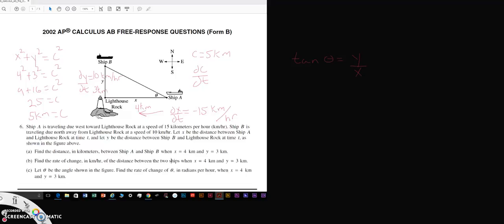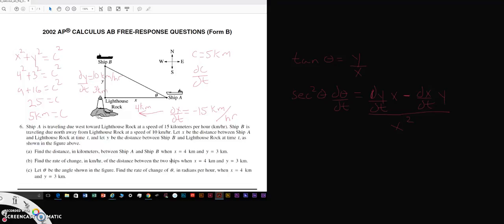Now, when we start solving this, we're going to have to differentiate. The derivative of tangent is secant squared theta times the derivative of theta, which is d theta/dt, which is actually what the question is asking, the change of the angle. That equals, by the quotient rule, the derivative of the top, dy/dt, times the bottom, minus the derivative of the bottom, dx/dt, times the top, over the bottom squared.